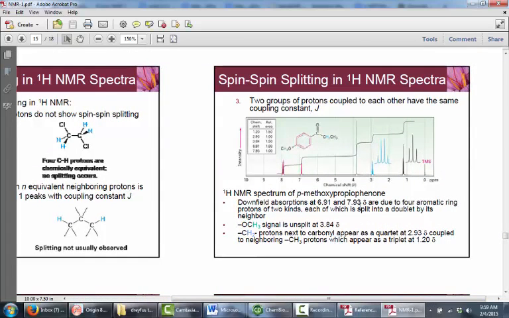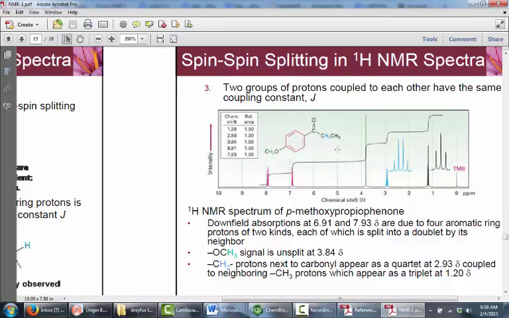And then an additional rule, again, is that two groups of protons that are coupled to each other have the same coupling constant. So if I look at this molecule over here, this para-methoxypropiophenone, don't worry about the nomenclature for now. This CH2 is split by this CH3, and this CH3 is split by this CH2. So their distances in the splitting patterns are going to be identical. Their coupling constant J is going to be the same. They're separated by the same hertz.